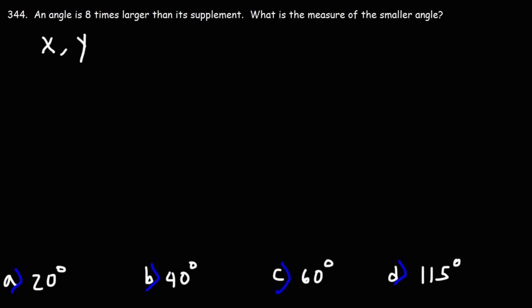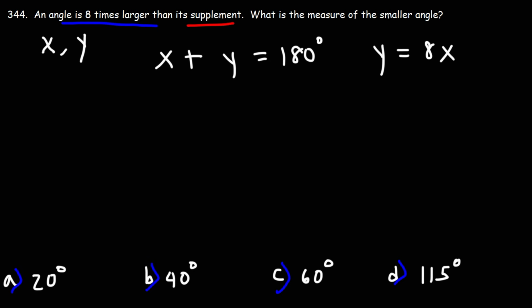So first, we know that the two angles are supplementary based on this keyword. That means that they add up to 180. Now we also know that one angle is 8 times larger than its supplement, which is the other angle. So if y is the larger angle, we could say y is 8 times the other angle, or 8 times x.